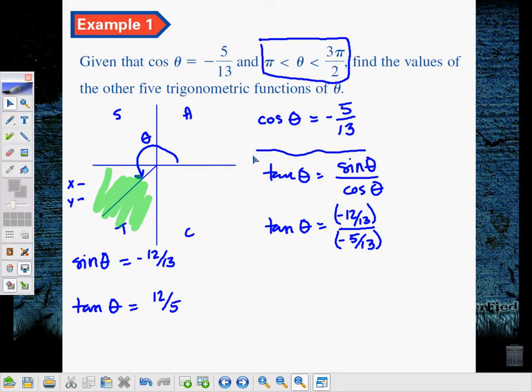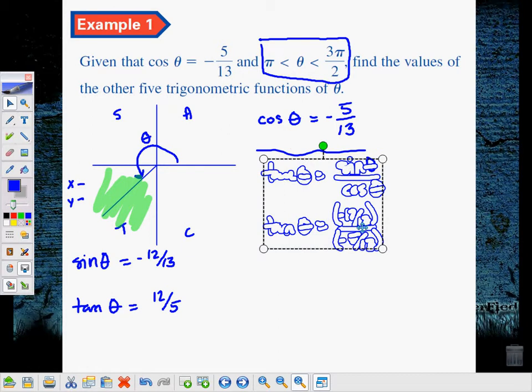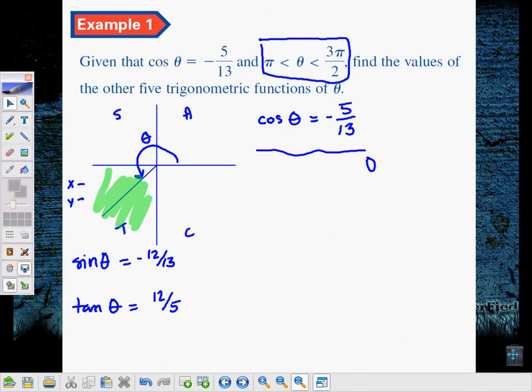Okay, now I've got sine, cosine, and tangent. I love getting those first because now the cofunction identities give us all of our cofunctions. For instance, cosine. Well, cosine's related to secant. It's the reciprocal. So now I can write what the secant is. The secant of theta is the reciprocal of the cosine, 1 over the cosine of theta. So here's my cosine. The secant must be negative 13/5.